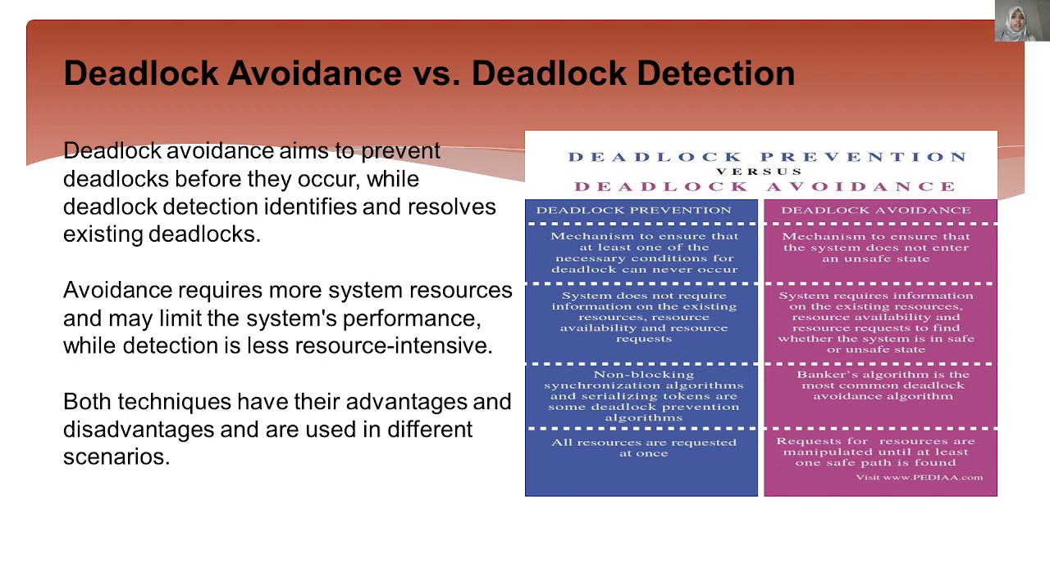As we can look here into the picture, deadlock prevention is a mechanism to ensure that at least one of the necessary conditions for deadlock can never occur. Wherein, when it comes to deadlock avoidance, this mechanism is to ensure that the system does not enter an unsafe state, as below.